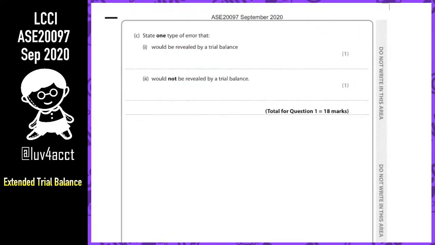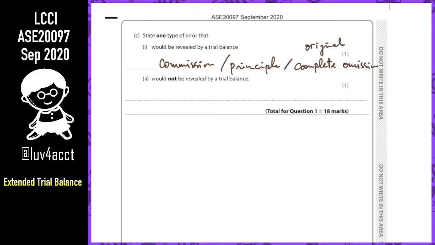State one type of error that would be revealed by a trial balance and one that would not be revealed by a trial balance. This is quite simple. For example, here we have error of commission, error of principle, or complete omission, complete reversal, original entry. I can name so much.